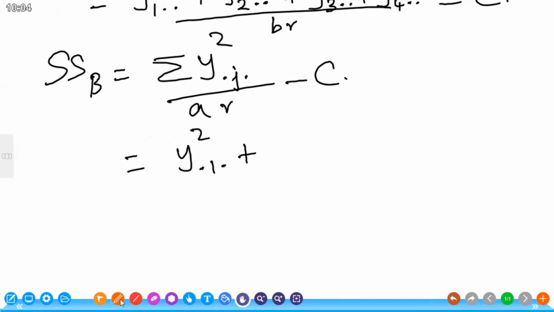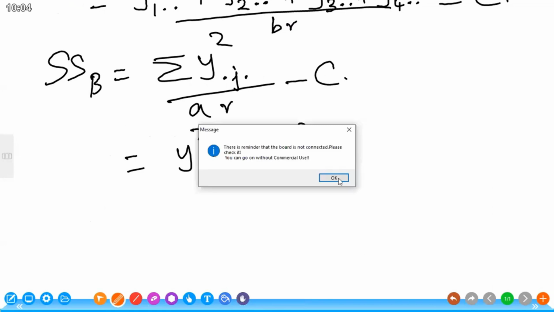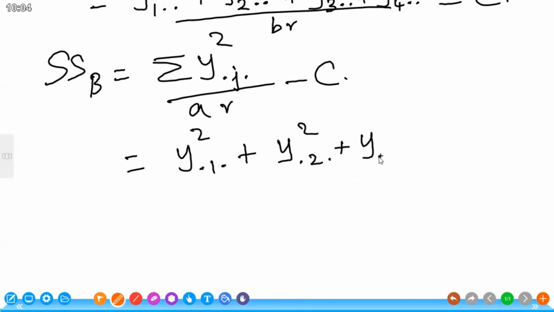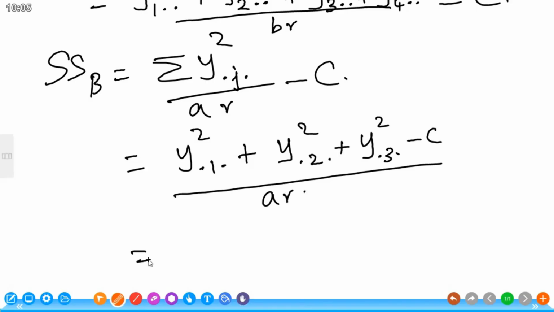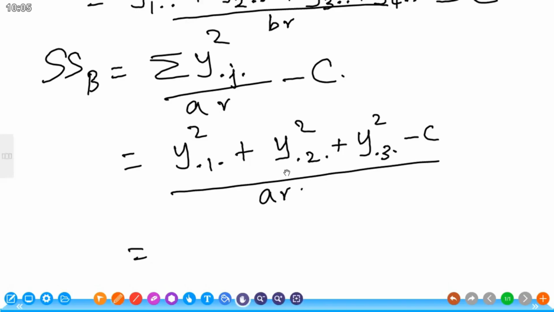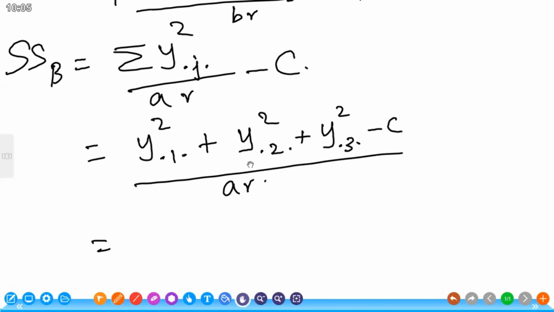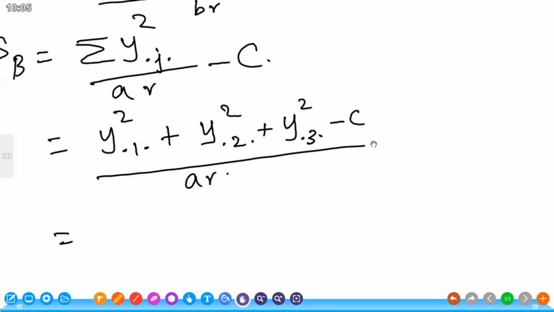This is y dot 2 dot square plus, how many levels are there? 3 levels. Each level has 8 digits. So divided by C, divided by AR. So now tell me, for example, is it okay? This is how it has been written. Minus C here.